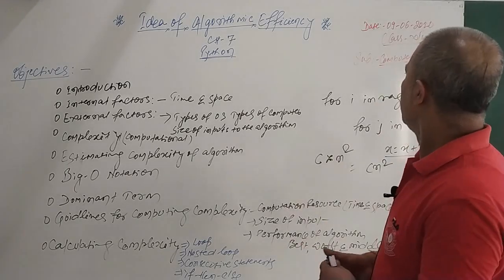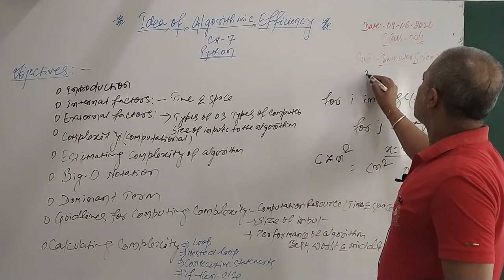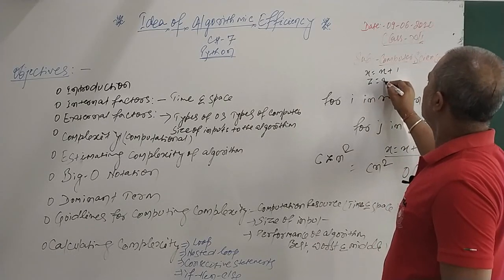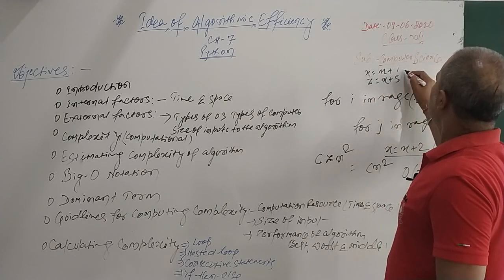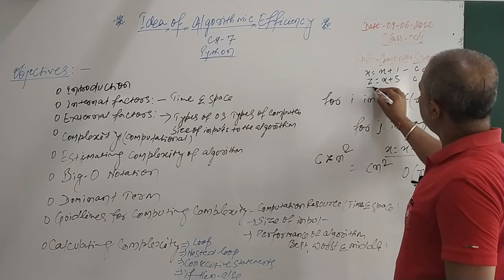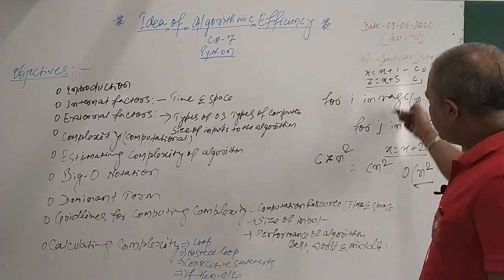And likewise for every statement, suppose x = x + 1, and then you are saying z = x + 5. If it is c0 time, if it is c1 time, these are all different times we have to add, because it's a consecutive statement.